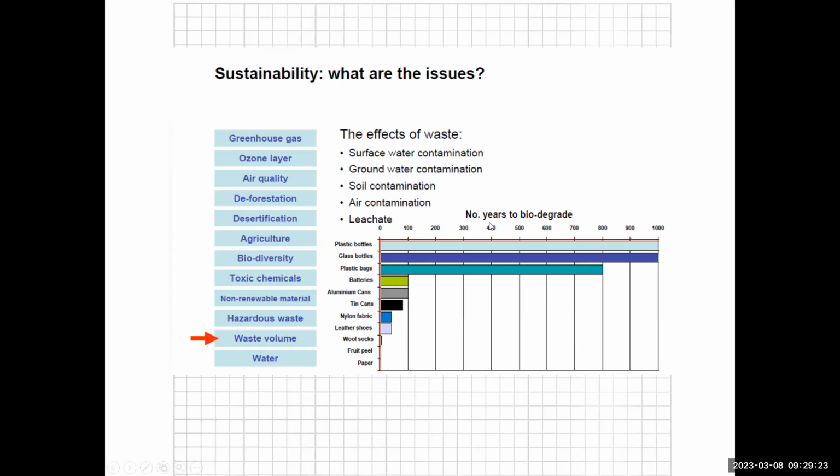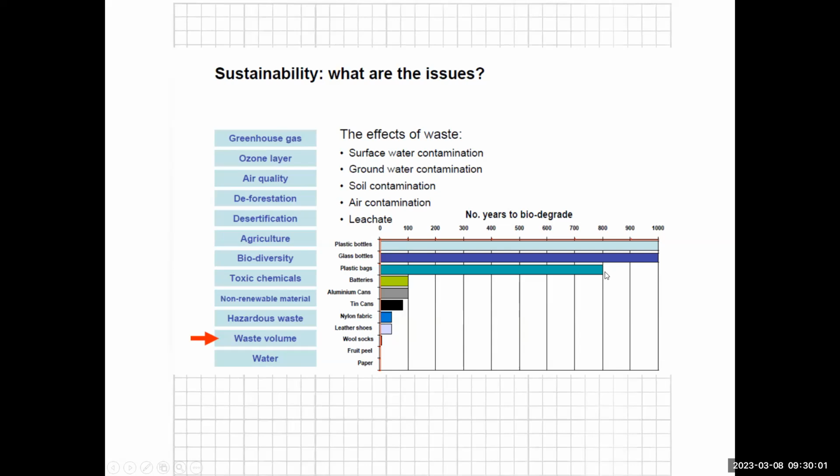Check this out. Number of years to biodegrade. Plastic bottle, 1,000 years. Those of you that use plastic bottles should stop. I have stopped many, many years ago. If it's in plastic, I will not buy it. If it's in aluminum, I will buy it. That's 100 years, and that's better than 1,000 years, and it is very recyclable, okay? All right, glass bottles also 1,000 years. When we bury it in the ground, it's there for a very long time.